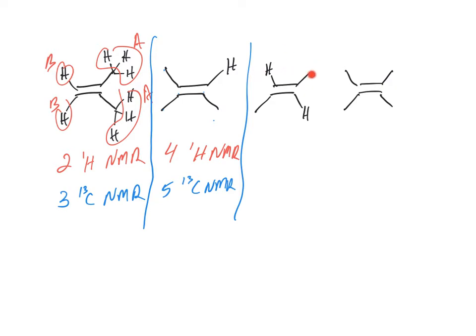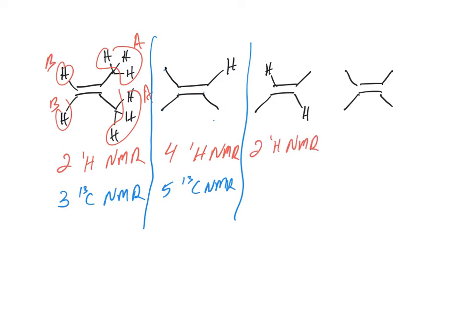Now, if this was an ethyl, it wouldn't be symmetrical anymore, would it? Then it'd be all done. But see how there's symmetry here? These 2 H's are actually the same. And these 2 methyls are actually the same. So 2 in the HNMR.